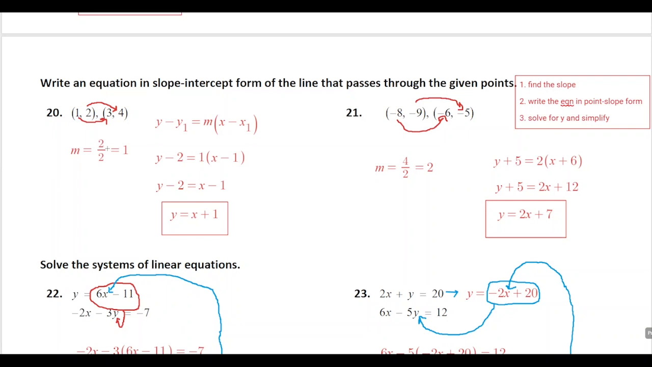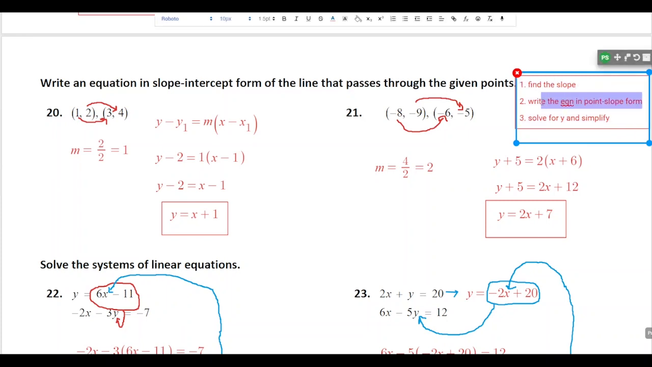For 20 and 21, we're trying to write the equation in slope-intercept form, but we're only given 2 points. So the steps we want to take to get this into slope-intercept form is, first, we want to find the slope. So that'll be step 1. The second step is we're going to write the equation in point-slope form, and we can use either point as our x1, y1. And then the last thing is going to be to solve for y, so that we can get it into that slope-intercept form.